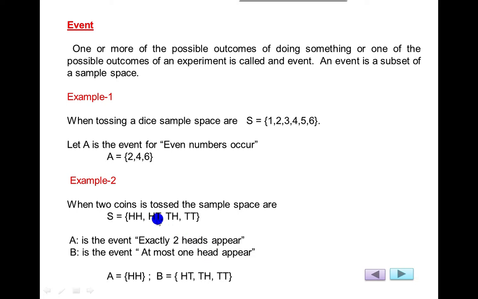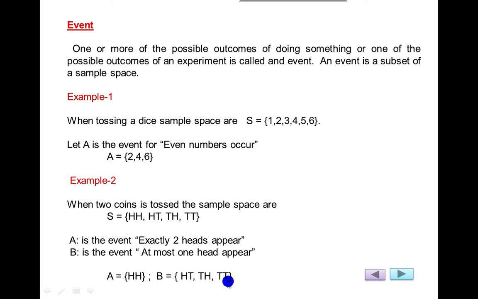Minimum one may be 0. Here 0 heads appear, 0 is less than 1. So maximum one head means maybe HT, TH and TT, 0, not more than 1. Maximum 1, not more than 1. So there are 3 outcomes.